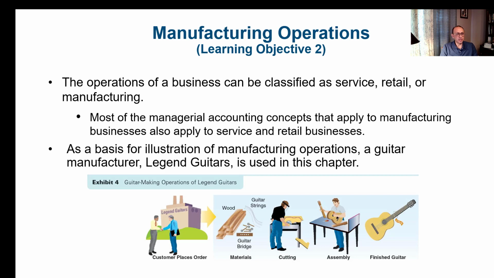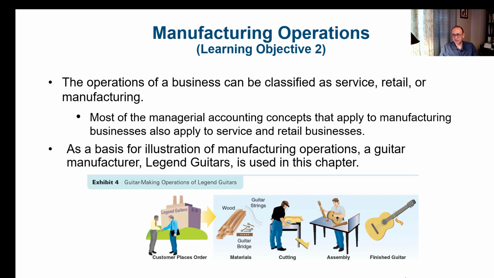So most of the managerial accounting concepts that apply to manufacturing businesses also apply to service and retail businesses. And that's good, because if we understand the managerial accounting concepts for manufacturing businesses, that would make it easy for us to apply them on service and retail businesses. In this chapter, we're going to use an example of a manufacturing operation for a company that manufactures guitars. And we'll use that as an example to follow the concept.